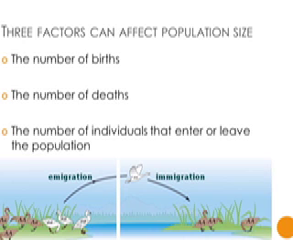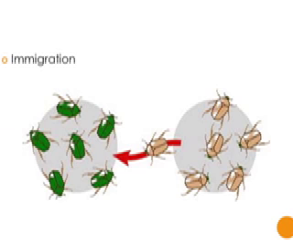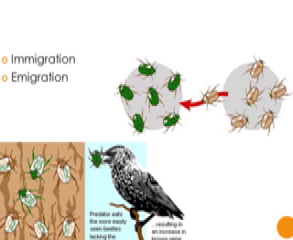So like I said, populations increase through births and immigration. And like this picture shows, immigration is the movement of individuals into an area. Populations can get smaller through deaths and emigration. And again, emigration is the movement of individuals out of an area.